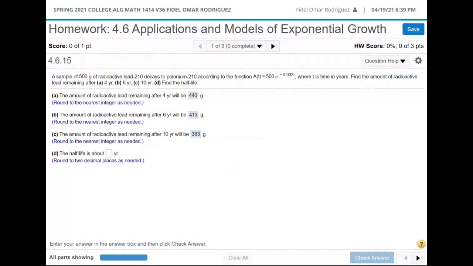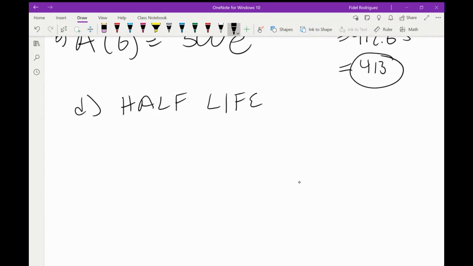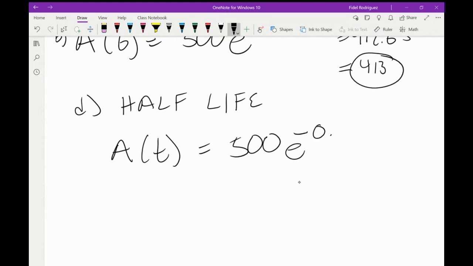The last part is asking us about something called the half-life. So I'm going to walk you through the steps on how to find the half-life of something. Okay, so where are my notes? Here we go. When we're trying to do the half-life, the original equation we had was this one right here.